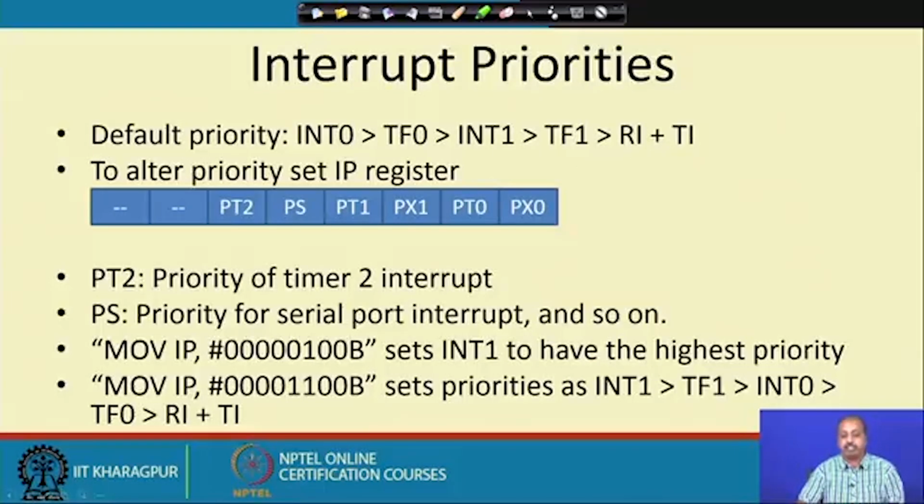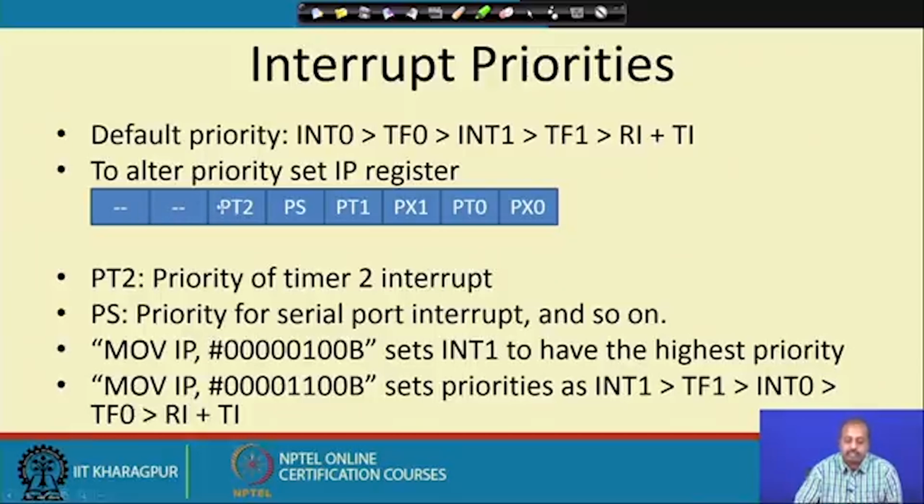This immediately tells you that if a number of interrupts occur simultaneously, the processor will first respond to INT0, and if INT0 is not there, it will respond to TF0, and if TF0 is not there, it will respond to INT1. It will go like that. But unlike 8085, here you can alter the priority setting. There is one register called the IP register, the interrupt priority register.